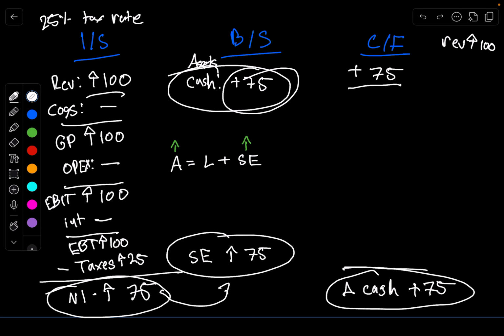That flows through to our balance sheet, and on our balance sheet, our cash is going to be up by 75. Our shareholders' equity is going to be up by 75 because that's what's attributable to our shareholders, and our balance sheet balances because our assets are up by 75 and our shareholders' equity is up by 75.